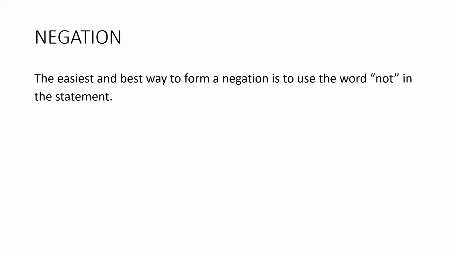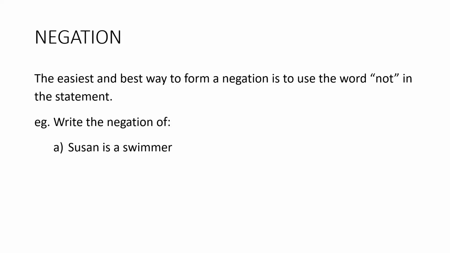Before we move on to contrapositive statements, we're just going to briefly look at negation. The easiest and best way to form a negation is just to use the word not in the statement, but it's important where you put it. Let's write the negation of this statement. Susan is a swimmer. The negation is simply Susan is not a swimmer.